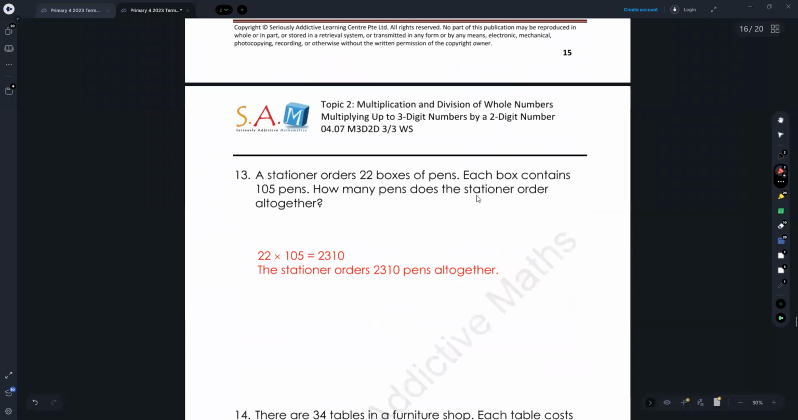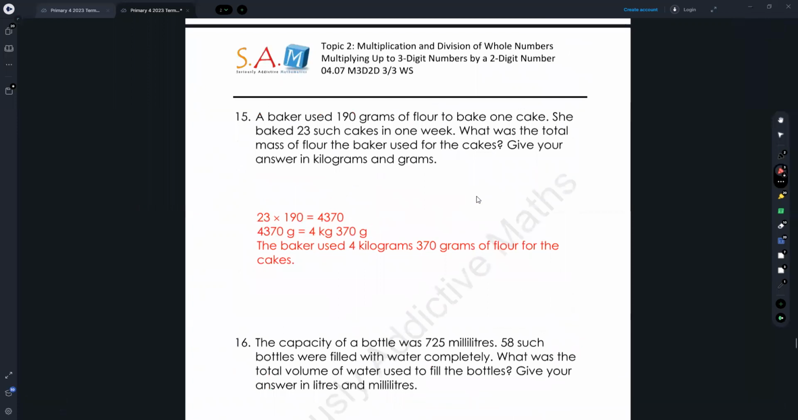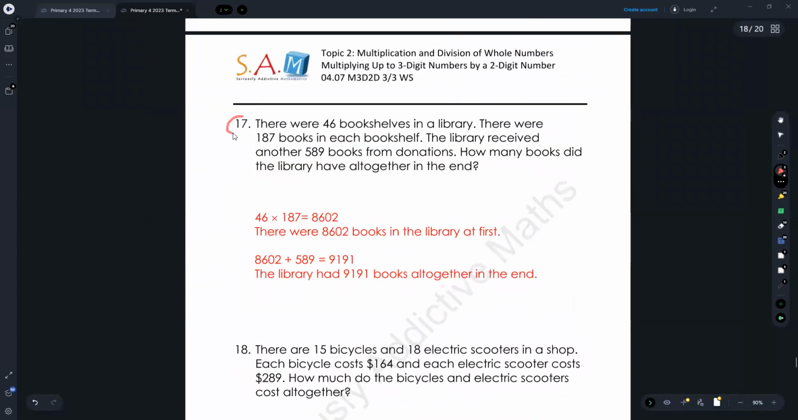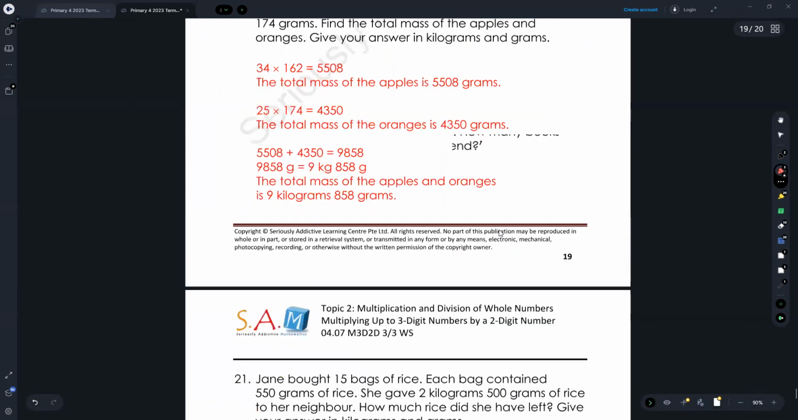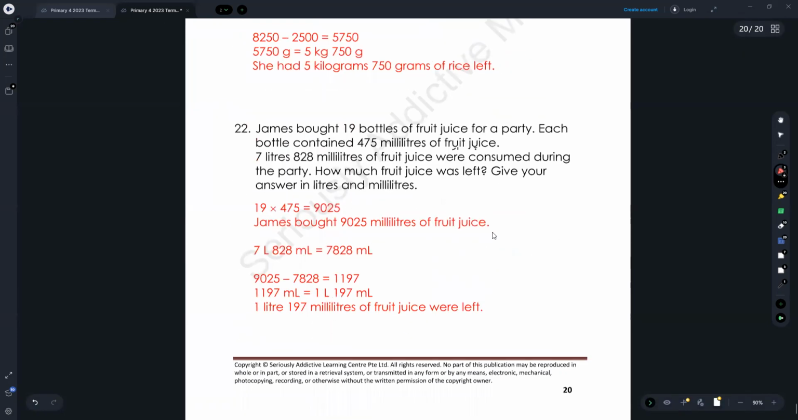Go with this one here, question 17, where they have to do two steps, right? First step is 46 bookshelves in the library, 187 books in each bookshelf. The library receives another donation, so it's a two-step question. So they've got to figure out how many books were there first on the bookshelves, 46 times 187, then add the additional ones.